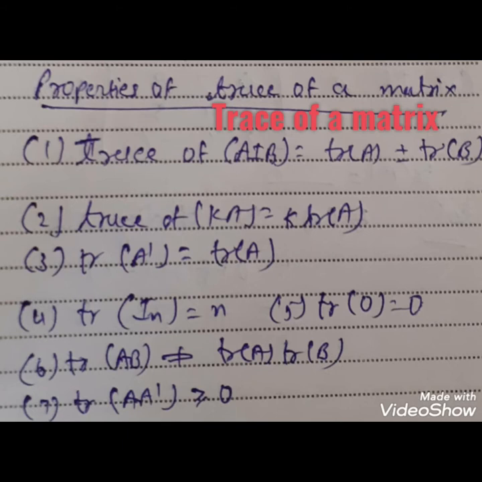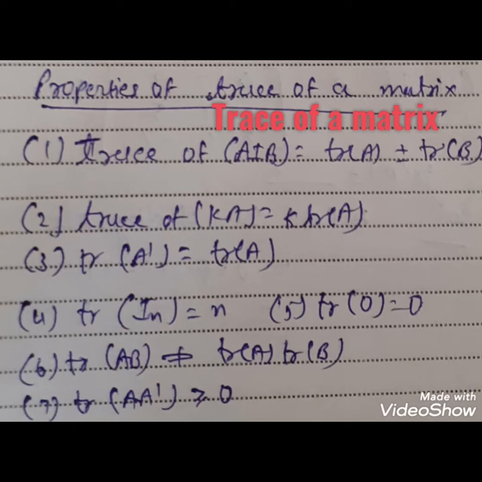Let us discuss the properties of the trace of a matrix. The first property is that trace of A plus minus B equals trace of A plus minus trace of B. Means here we take the sum or difference of two matrices A and B, and then we find its trace. Then it will be trace of A plus minus trace of B. Means we find the separate trace for matrix A and matrix B, then we take the sum or difference of them, and the result will be the same. Then trace of kA, means any matrix multiplied by k, then we find its trace, it is equal to k times trace of A.